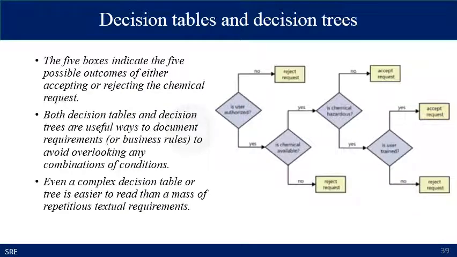Similarly, this figure shows the same information about the chemical tracking system acceptance in the form of a decision tree. The five boxes indicate the five possible outcomes of either accepting or rejecting the chemical, and both decision tables and decision trees are useful to document requirements to avoid overlooking any combination of conditions. So even a complex decision table or tree is easier to read than a mass of repetitious textual requirements.